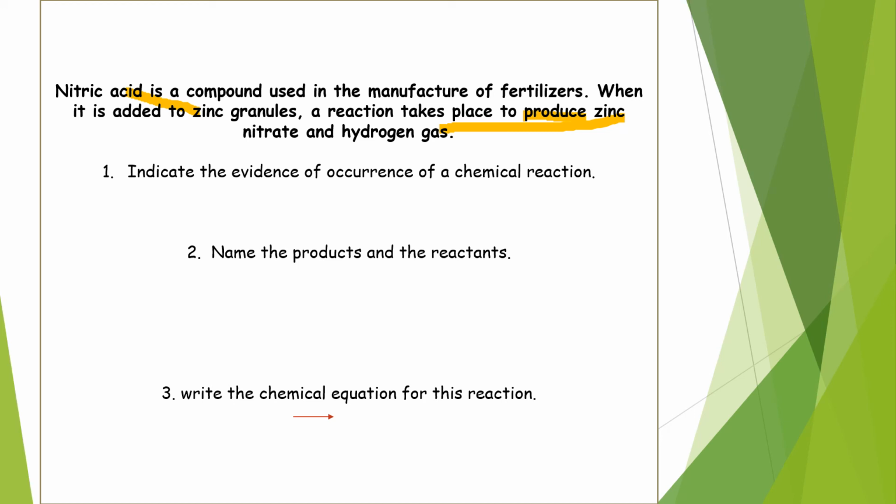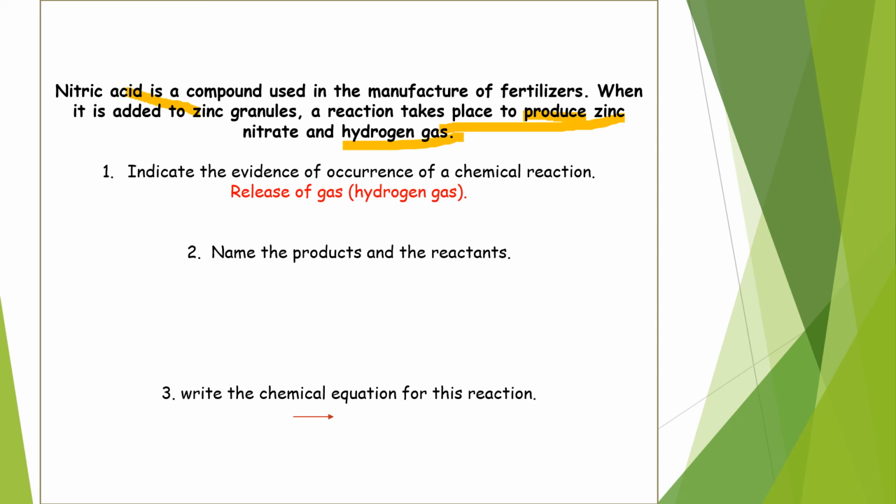How can we know that there is a chemical reaction here? Which evidence is observed? Do we have a change in color, formation of a precipitate? We have release of gas. Which gas? It's hydrogen gas. So the answer is release of gas (hydrogen gas).